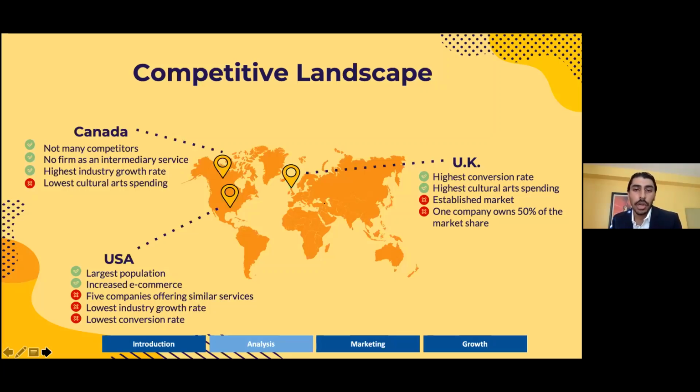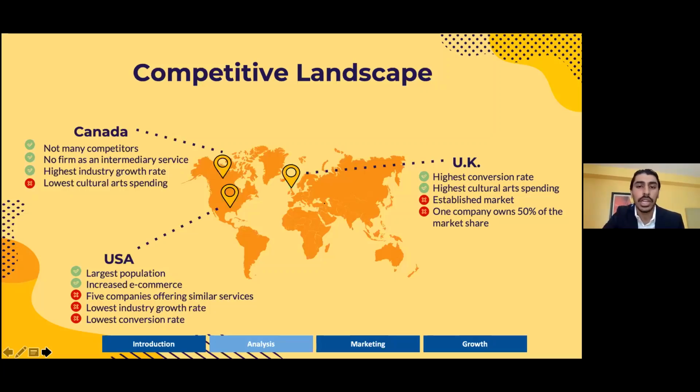The US is a promising market to enter because they have the largest population and a consistent increasing trend in e-commerce. They have a market competition landscape that contrasts Canada, however. Unlike Canada, where there is no firm with a similar service, the US actually has 5. Furthermore, they have the lowest industry growth rate and the lowest customer conversion rate.